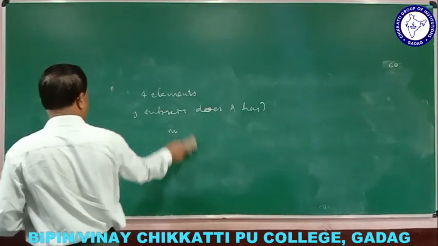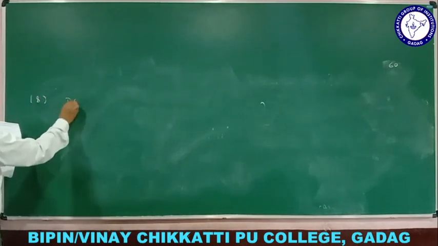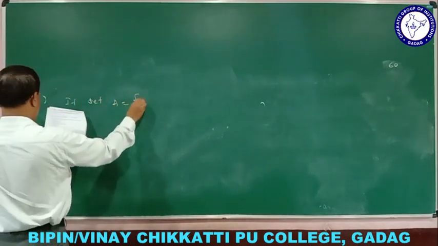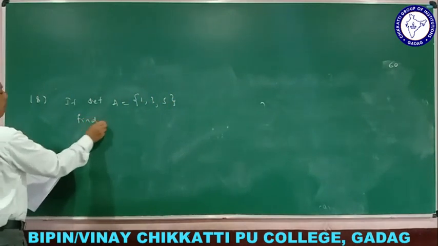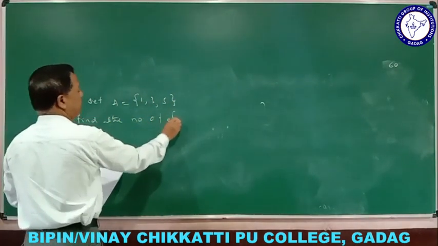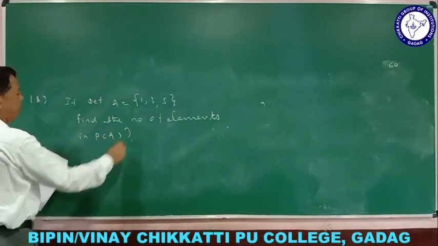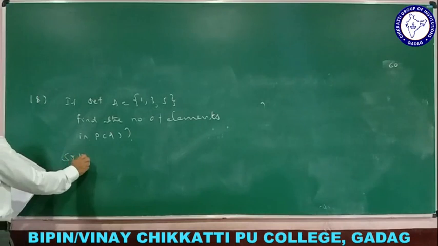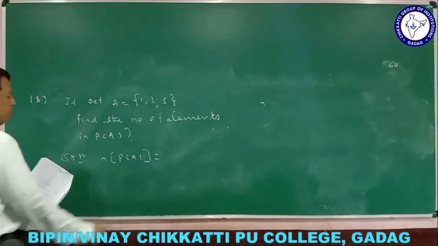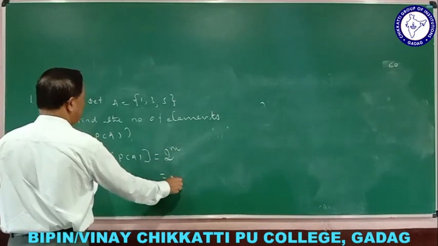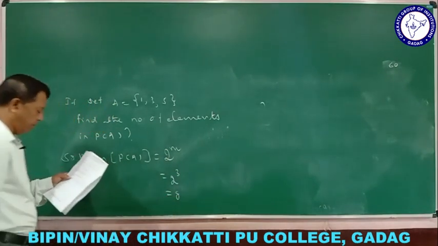Now, last but one, you see that 18. And here, how to write the answer? Look, 18: if set A is equal to {1, 3, 5}, find the number of elements in P of A. What is P of A? The power set. The question is the number of elements in the power set. So what is the formula? 2 raised to m, where m is the number of elements in the set A, that is 3. Then ultimately you can see 8 elements.